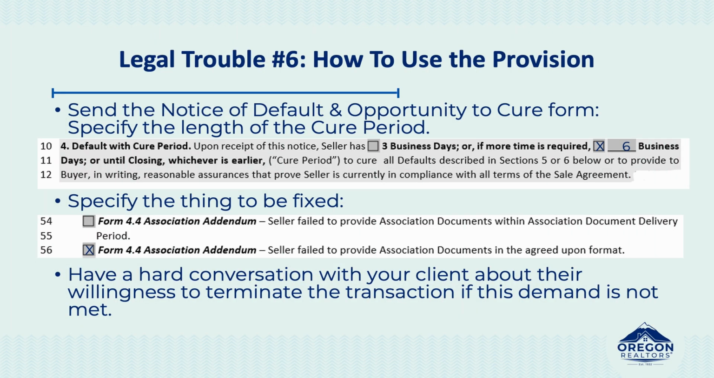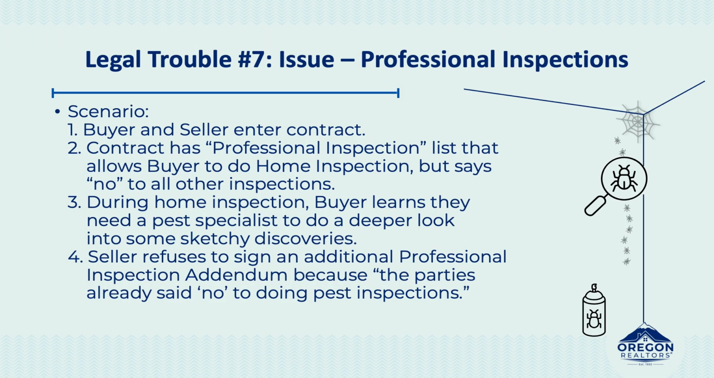Issue number 7, professional inspections. The scenario is that you have a buyer and a seller who are under contract. The contract has a list of professional inspections that you can opt into. And the buyer doesn't know really what they're doing, so they just say, I want a general home inspection. But they say no to everything else. So the list is like home inspection, pest inspection, dry rot, radon, and all those other things. And the buyer says yes to the general home inspection and no on everything else. During the general home inspector, the inspector says, hey buyer, you see that over there?